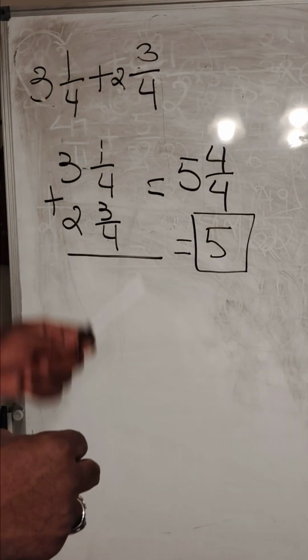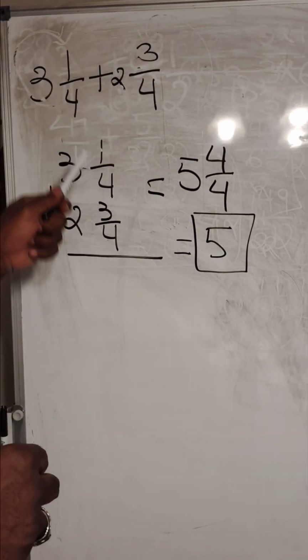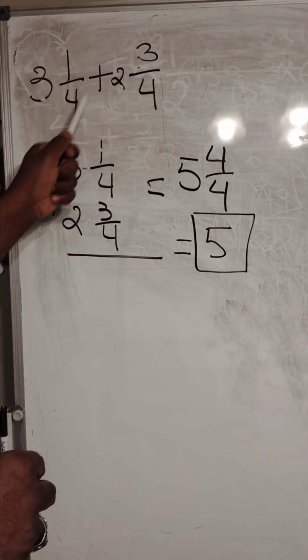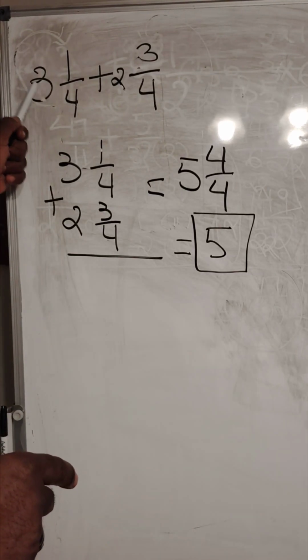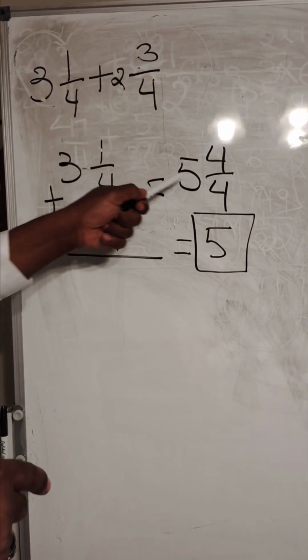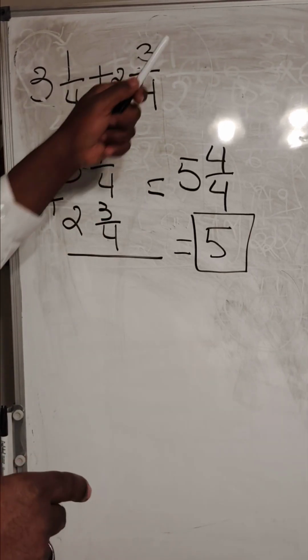Okay? So remember, whenever you're adding mixed numbers whose proper fractions have the same denominator, just go ahead and add the whole numbers together, and the numerators together.